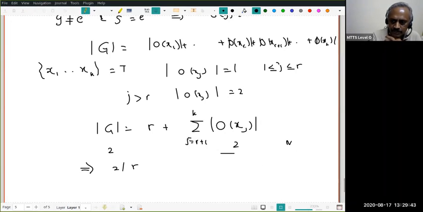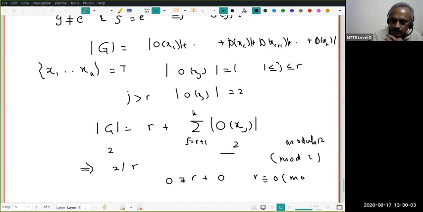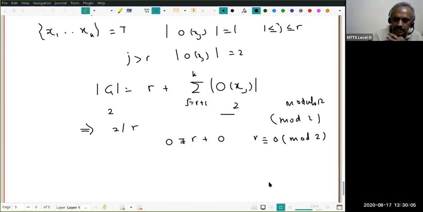So one usually says read it mod 2. This is how one writes. When I read mod 2, this is 0, and this is r, and this is 0. Therefore, what do I have? r is congruent to 0 mod 2. In other words, r is an even number. Is that clear? Therefore, r is an even number.